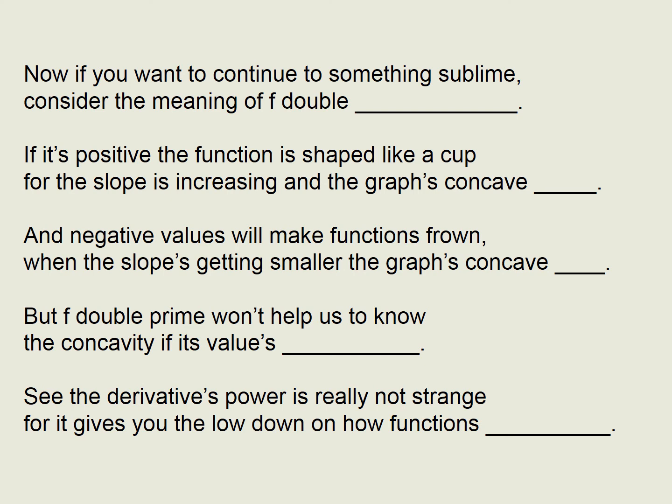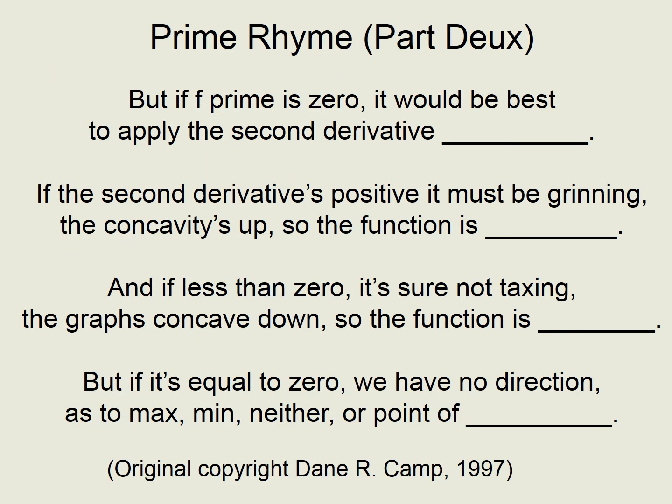But f double prime won't help us to know the concavity if its value's 0. See, the derivative's power is really not strange, for it gives you the lowdown on how functions change. But if f prime is 0, it would be best to apply the second derivative test.